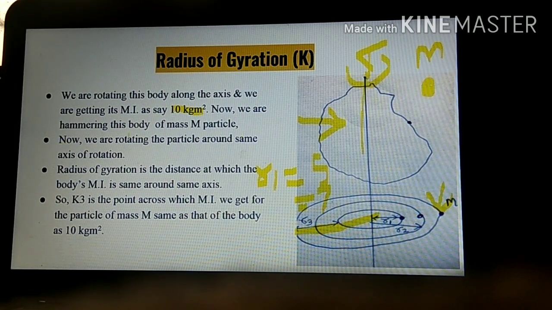Now we are rotating the particle along the same axis of rotation. Radius of gyration is a distance at which the body's moment of inertia is the same around the same axis. So K3 is a point at which the moment of inertia we get for the particle of mass m1 is 10 kg meter square. This body's moment of inertia was 10 kg meter square, and when hammered into a particle, we are getting the same moment of inertia. So this distance is called the radius of gyration.